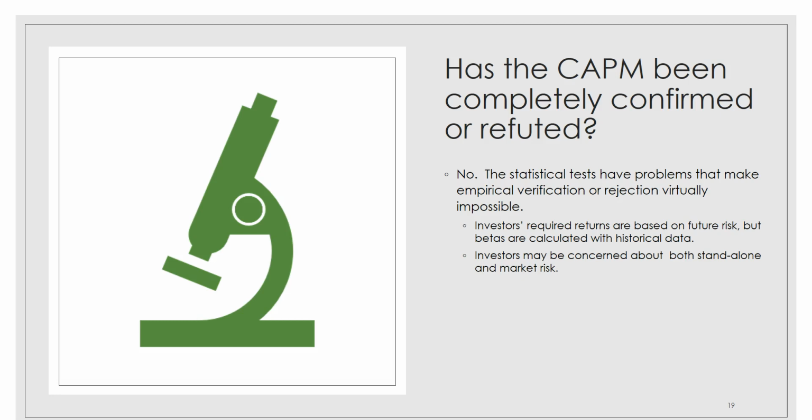The capital asset pricing model is just a theory. It has not been completely confirmed or refuted. Statistical tests have problems that make verification or rejection almost impossible. Because required returns are based on future risk, but we don't know what's going to happen in the future. We only have historical betas. So we don't know how to capture the future risk of a stock. All we can do is assume that it's going to be similar to what's happened in the past.